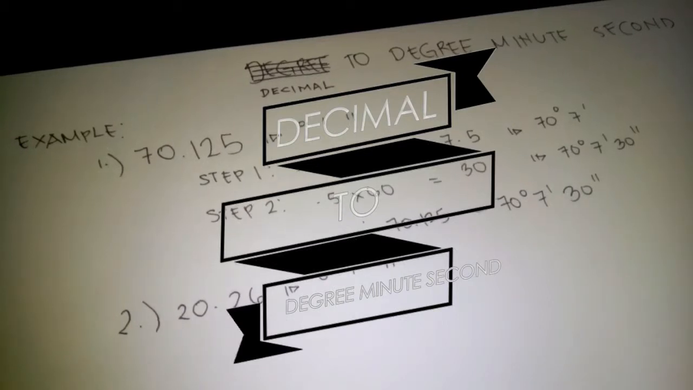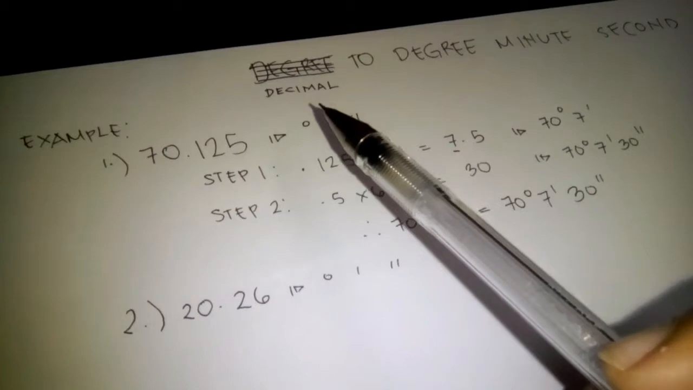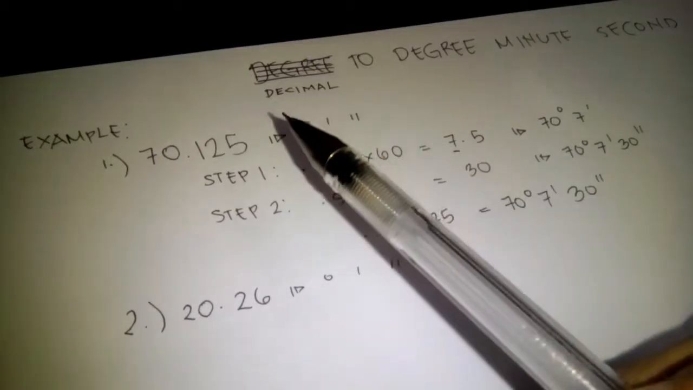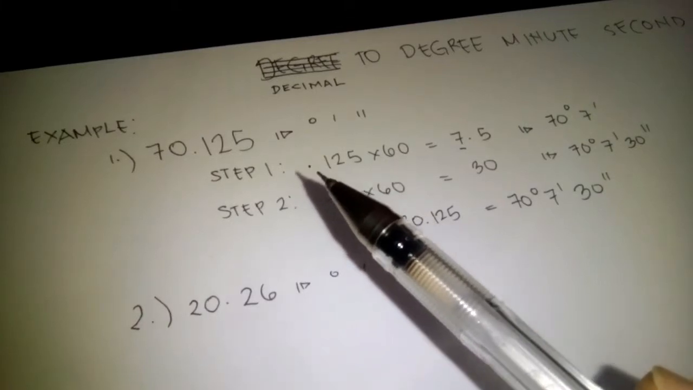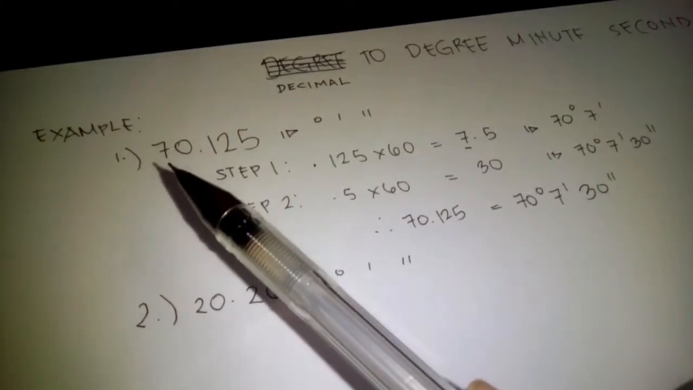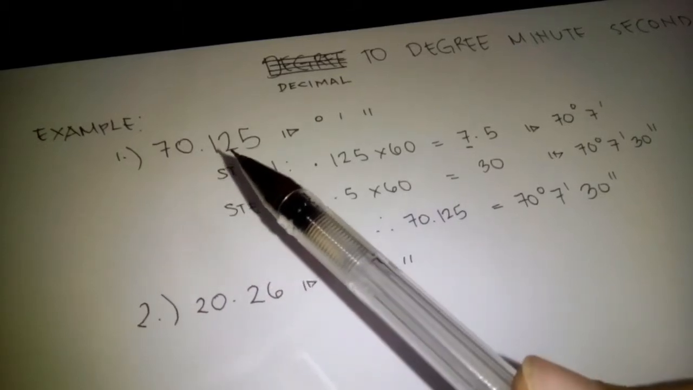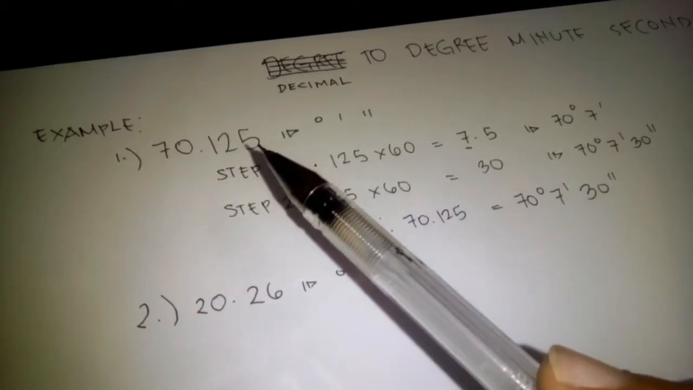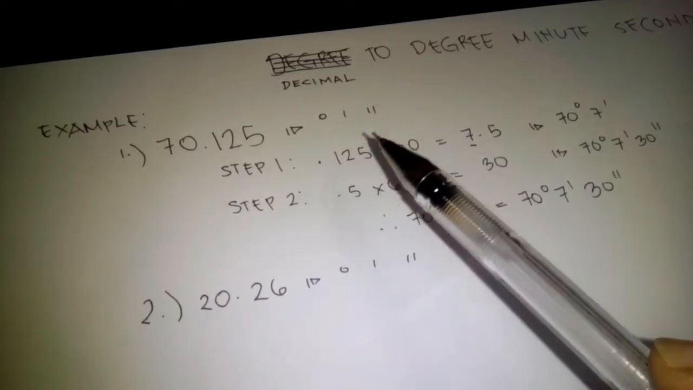Okay, so first let's have decimal to degree, minutes, and seconds. Sorry for this because I forgot that it should be decimal instead of degree. Okay, so first let's have our first example: 70 and 125 thousandths to degree, minutes, and seconds.